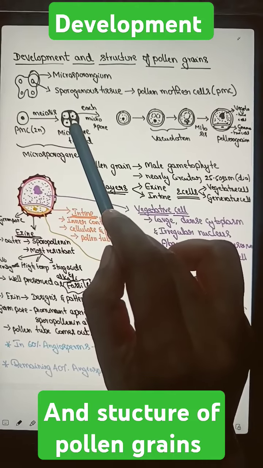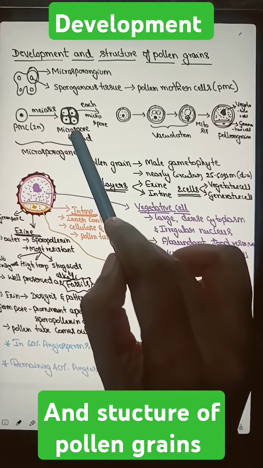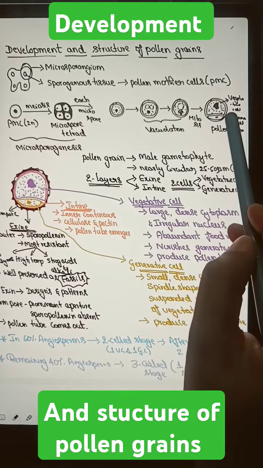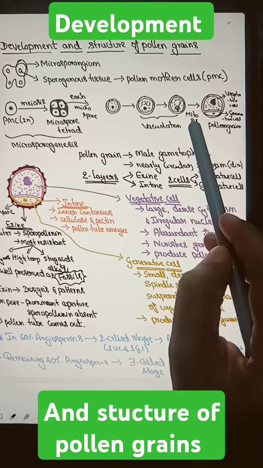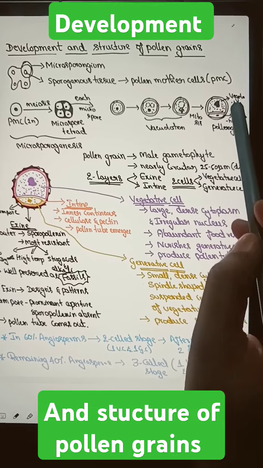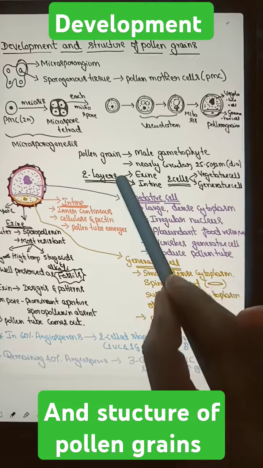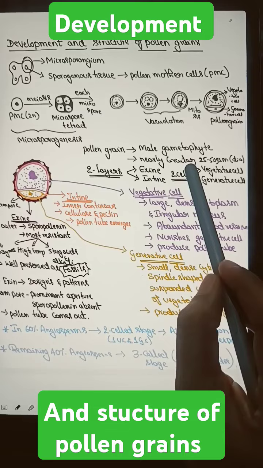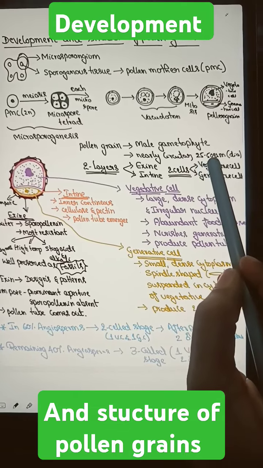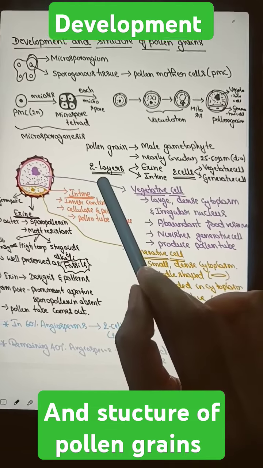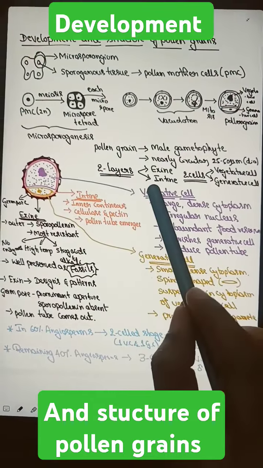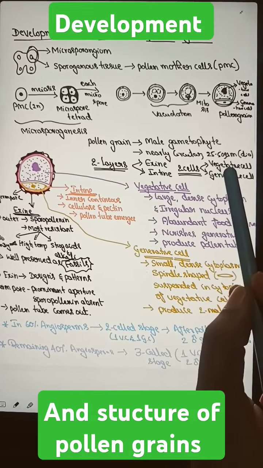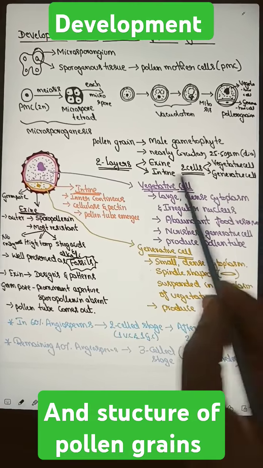Initially, 4 microspores are present together, and it is called a microspore tetrad. Later, each microspore will develop into a pollen grain by vacuolation and one mitotic division, and this has one vegetative cell and one generative cell. The pollen grain represents the male gametophyte, which is nearly circular in shape and has a diameter of 25 to 50 micrometers. Each pollen grain consists of 2 protective layers, exine and intine, and contains 2 cells, namely the vegetative cell and the generative cell.